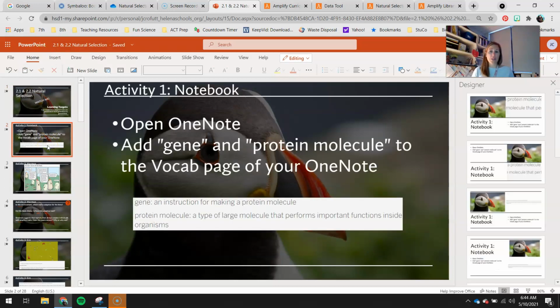All right, activity 1 today is a little addition to your notebook. You're going to open up your OneNote. Add gene and protein molecule to the vocab page of your OneNote. These both should be a review for you from our genetics unit.